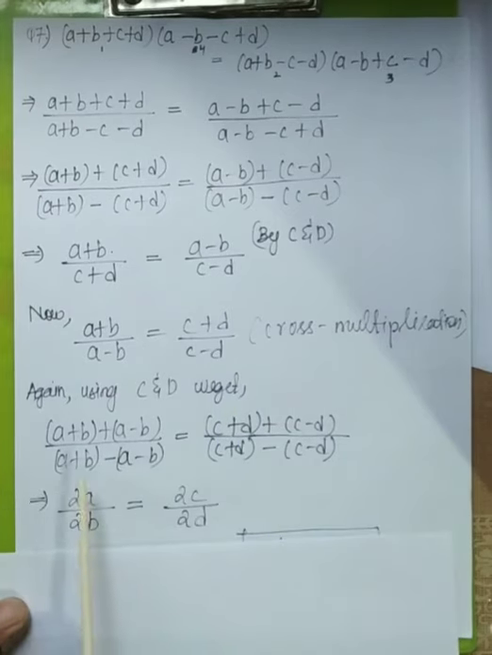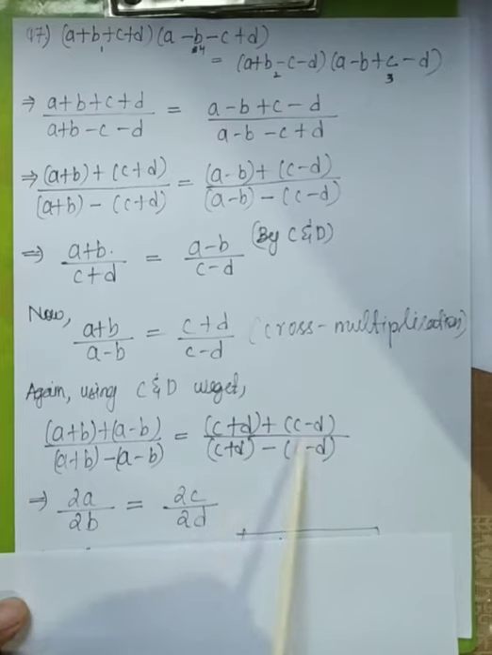When you open the brackets, plus b minus b gets cancelled out, plus a minus a gets cancelled out, plus d minus d and plus c minus c get cancelled out. So hence we get 2a divided by 2b is equal to 2c divided by 2d. 2 gets cancelled out, hence a by b is equal to c by d, which means a is to b as c is to d. Pause the video to note down.